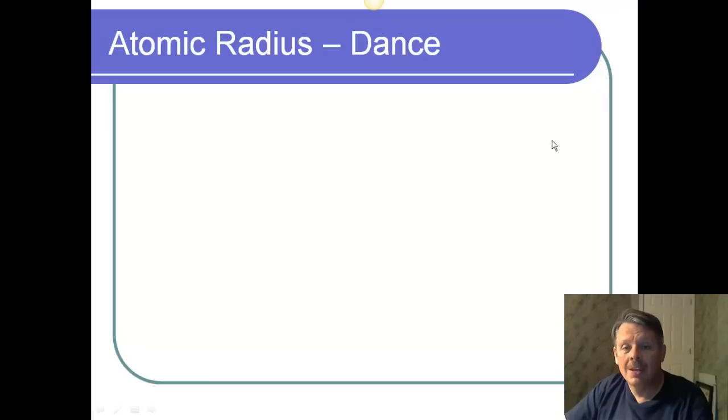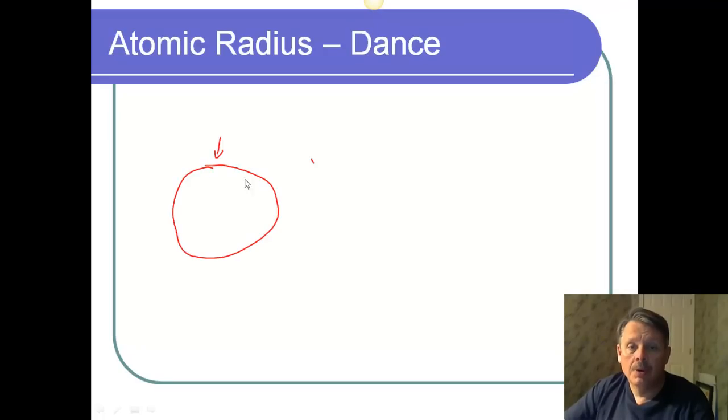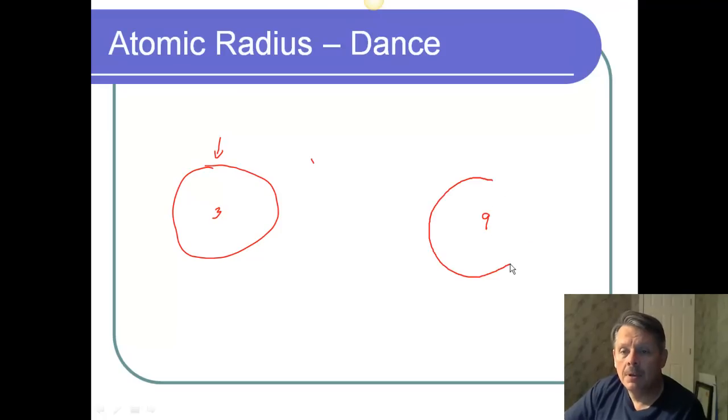Okay? Think of it like a dance. If you went to a dance, right, and you had, let's say, a wall here that you couldn't get through, right, but there were 3 women in the middle, your guys out here, there are 3 girls in the middle, right, and then you have one where there are 9 girls in the middle, right? What's going to happen to this fence on the outside? Well, out here you've got one guy pushing in.